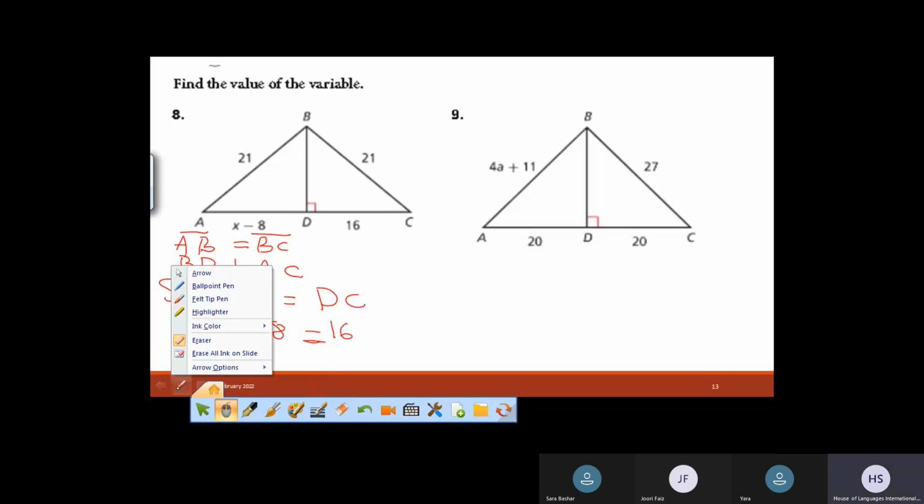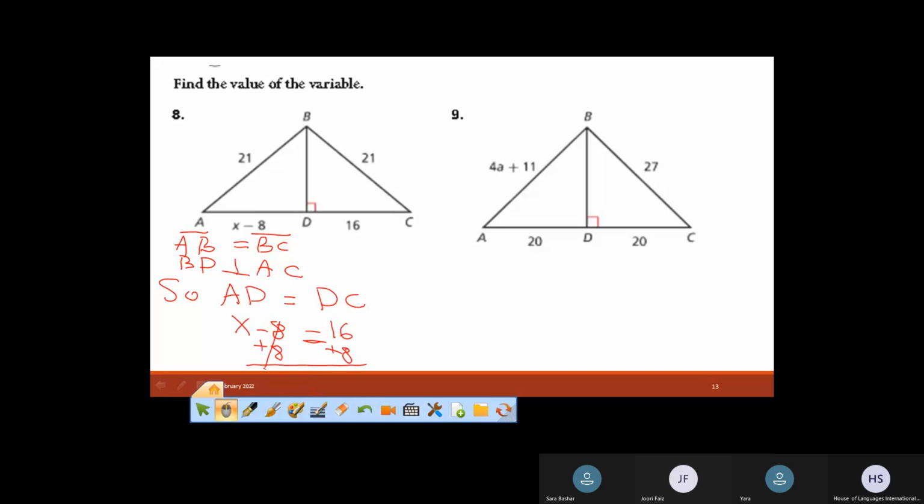How can I move A to the other side? Positive 8. So X equals. Is it clear? No, not yet.